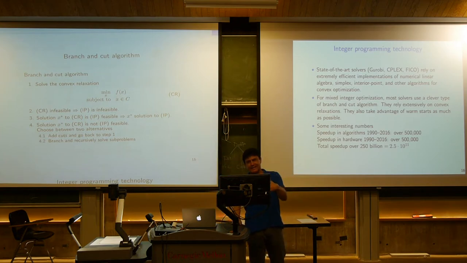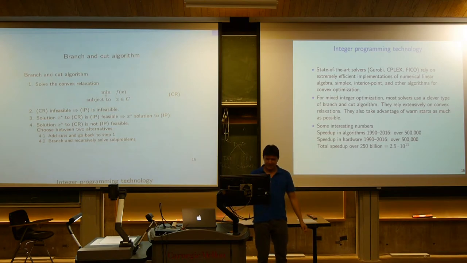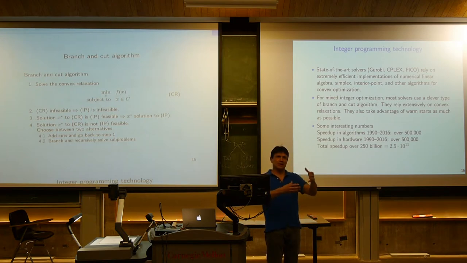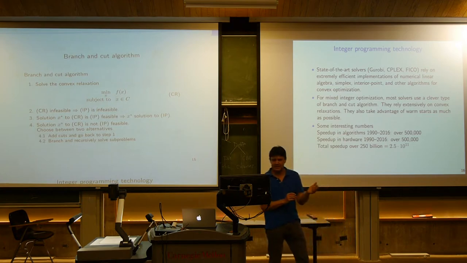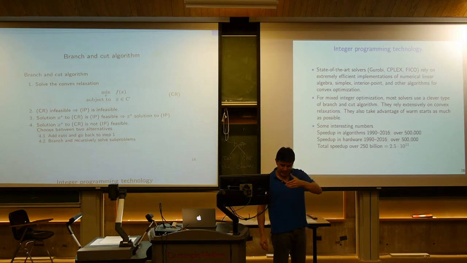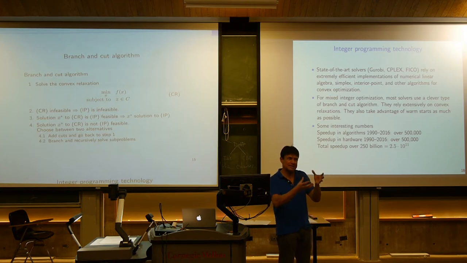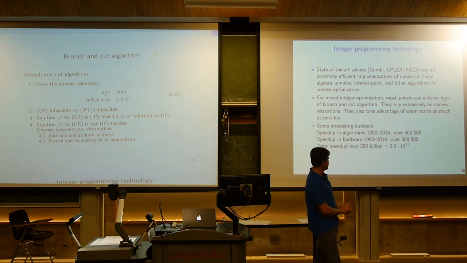The general purpose state-of-the-art solvers for integer programming, the main players out there, have these names: Gurobi, Cplex, FICO, and there are a few others, and also some open source solvers. They all rely on very efficient implementations of the relevant numerical linear algebra. They also rely on very efficient state-of-the-art implementations of the simplex method, because often you solve linear programming relaxations, so you want to solve them very efficiently. So simplex method, interior point methods, and a whole suite of algorithms for convex optimization, because linear programming and convex relaxations are relied upon extensively to solve integer programs in a branch and bound or in a branch and cut scheme.